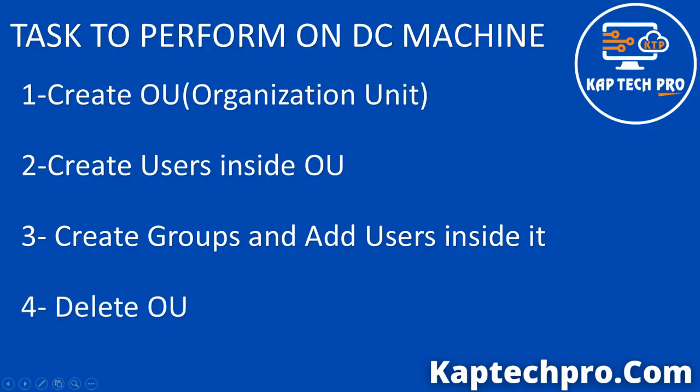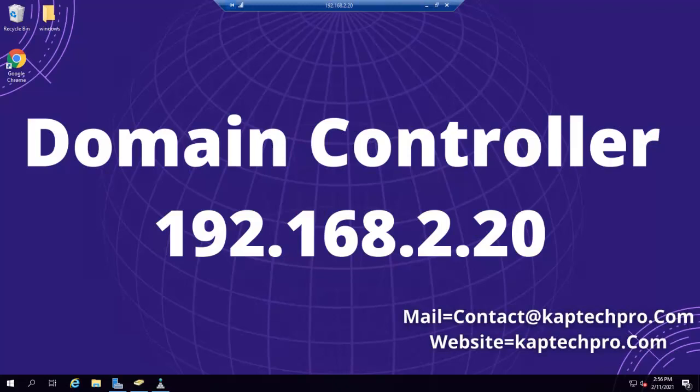And in the last task, which is the fourth task, I will show you guys how to delete an accidentally protected OU in Active Directory Users and Computers. Okay friends, so now we will jump to our domain controller and I will show you guys how to perform the following tasks. Okay friends, so now we are on our domain controller.